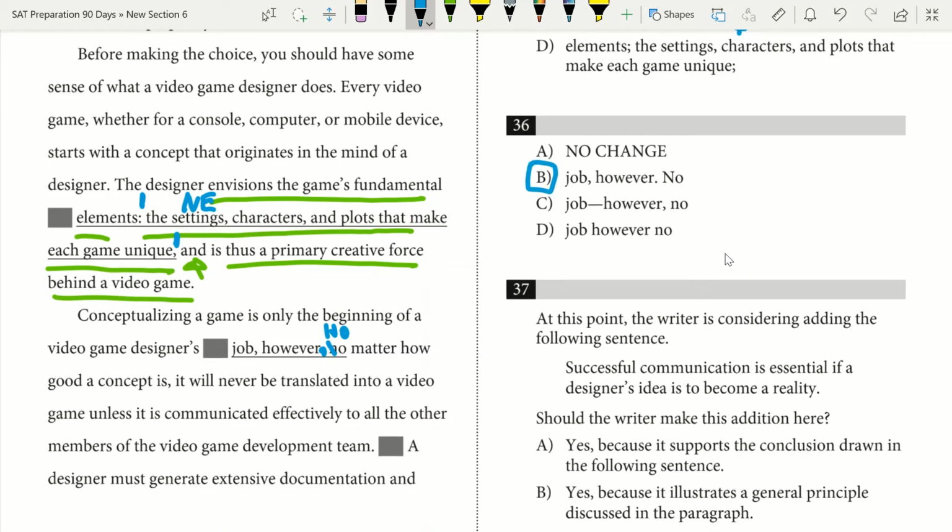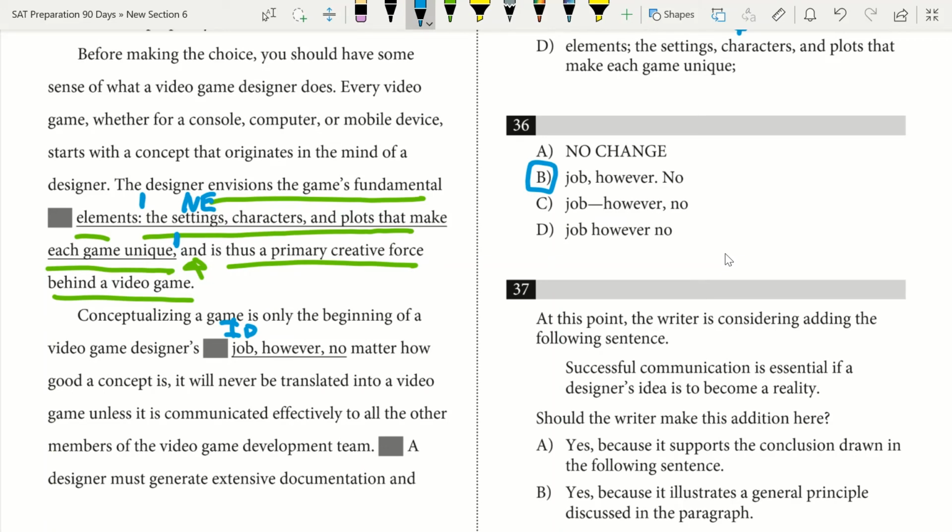Okay, now I just want to spend a little bit more time here for a minute. Conceptualizing a game is only the beginning of a video game designer's job. Okay, that's an independent clause. Now we have the word however. Okay, so the word however, it could start a sentence. It's possible. It could also end a sentence in this case.